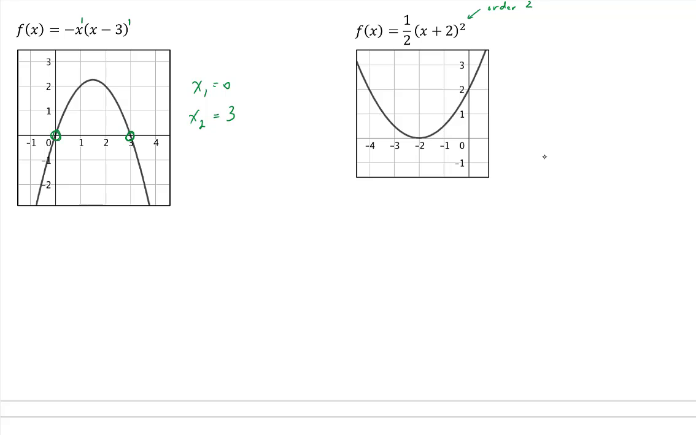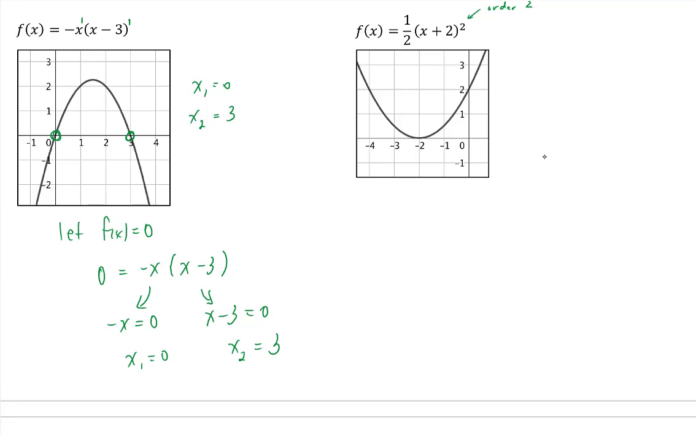If we zoomed in on this graph, at each zero it looks like a line passing through. Now let's solve for the zeros. We let f of x equal 0 for the algebraic expression, and we get 0 equals negative x, x minus 3. Recall if we want to solve for the zeros, we set each factor equal to 0, and notice we get x1 equals 0 and x2 equals 3. So we can solve these algebraically or we can look at the graph.